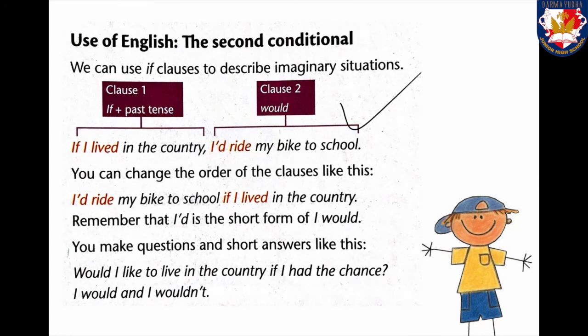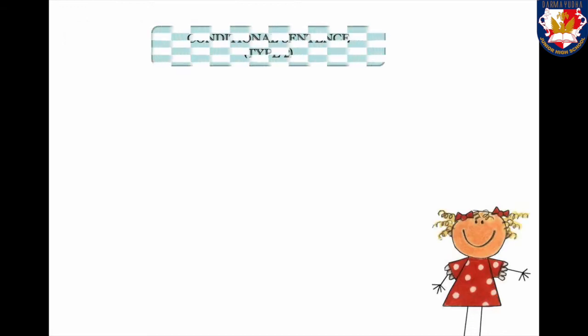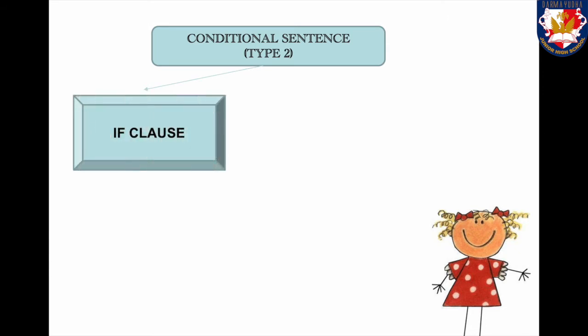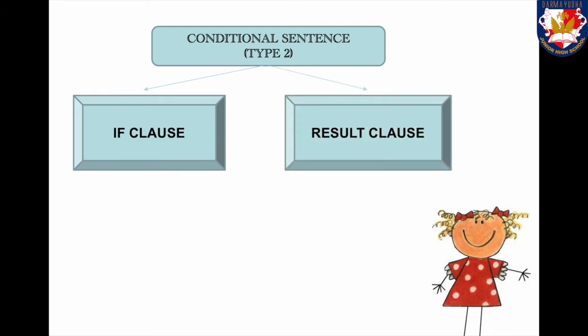As the source for you, you can open your textbook on page 113. Conditional sentence type 2, or also we call as the second conditional, actually has 2 clauses. They are if clause and result clause.